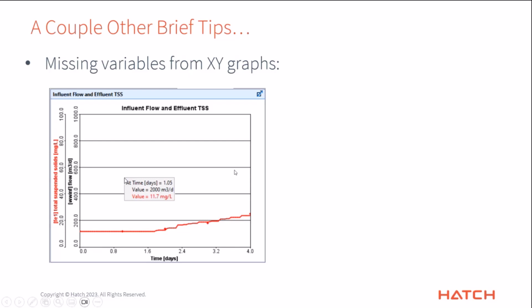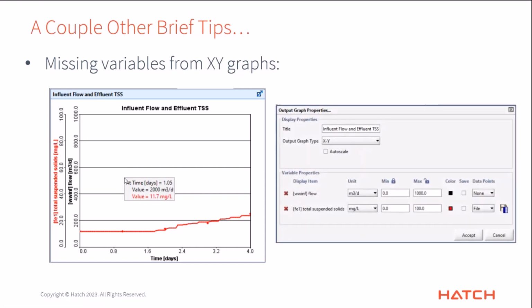So use your mouse, just click somewhere, and you'll get this little box popped up. And you can see here that it's showing you the value of all of the variables that are being plotted on this graph. And you can see that this 2000 is off the top of the scale there. So that's fairly straightforward. The reason is because in this particular case, the auto scale was not selected.